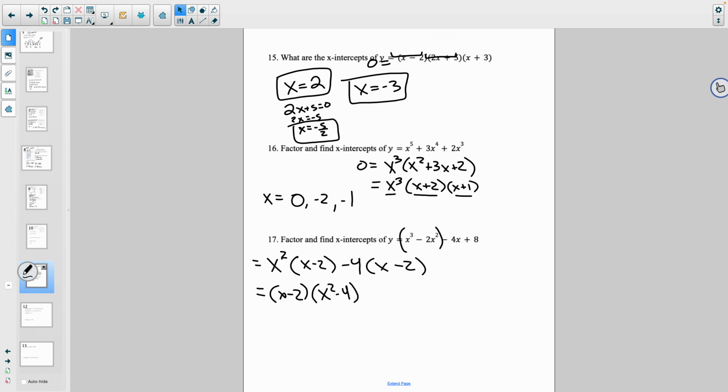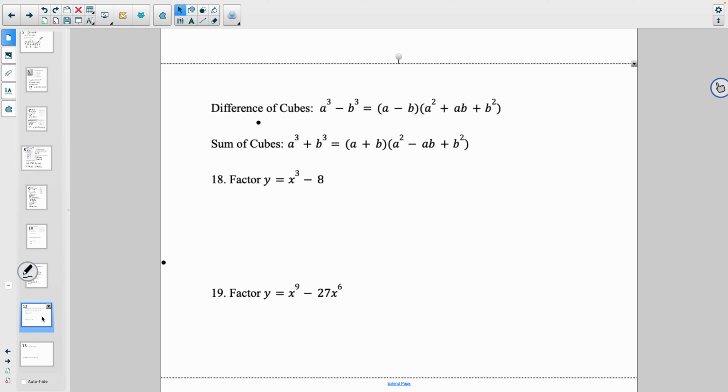Okay, this thing, x squared minus 4, we can factor even more. So we end up with x minus 2, and this is equal to x minus 2 times x plus 2, right? Our difference of squares. So here we could rewrite this as x minus 2 squared, but we see our x-intercepts are just 2 and -2, right?